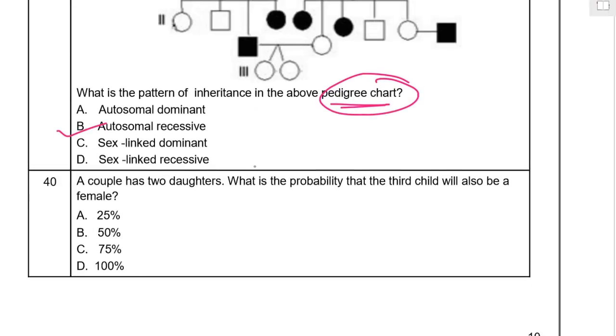Okay, next question. A couple has two daughters. What is the probability that the third child will also be a female? So the answer would obviously be 50%. Because here there is a 50% chance that it would be a male or a female.